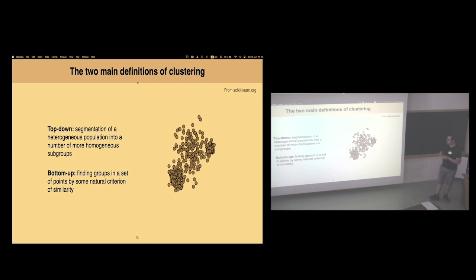If we want to group the data, which is called clustering, there are two general approaches. One is a top-down approach, where we have a heterogeneous population of the data, and then we try to group this data into homogeneous subgroups. One of the well-known approaches is K-means. The other one is the bottom-up approach, which tries to find groups of the data based on some criteria.